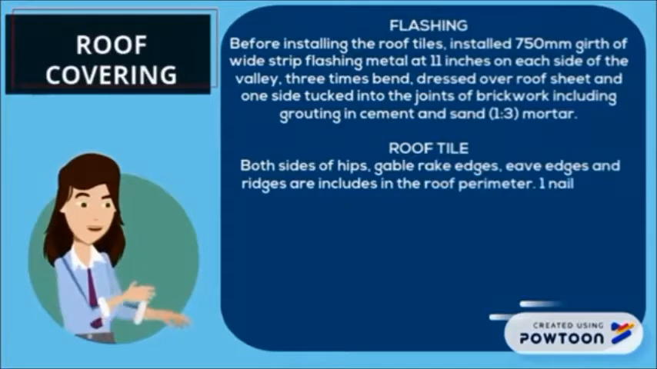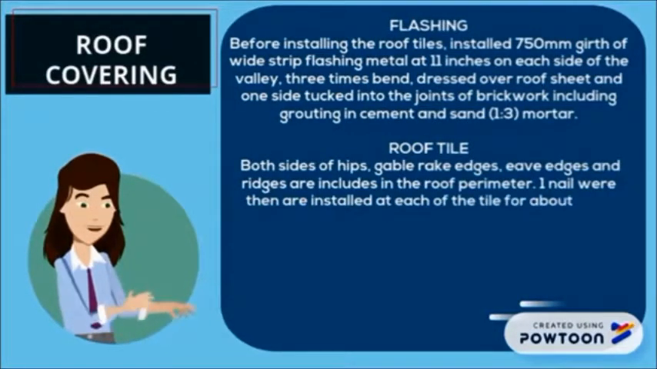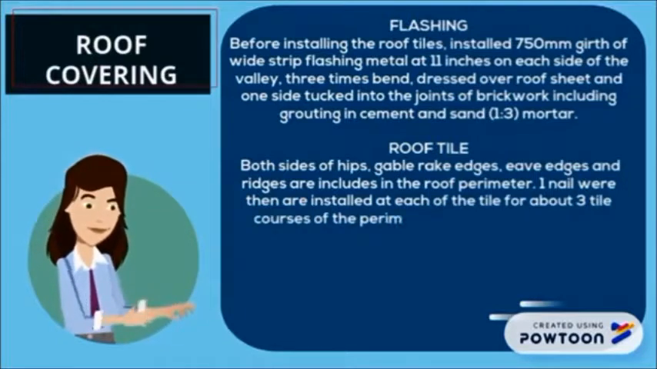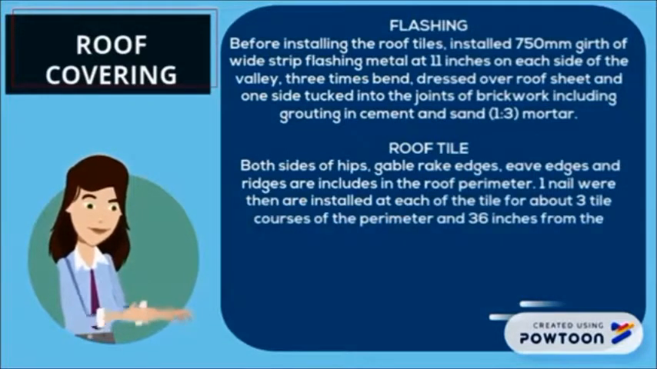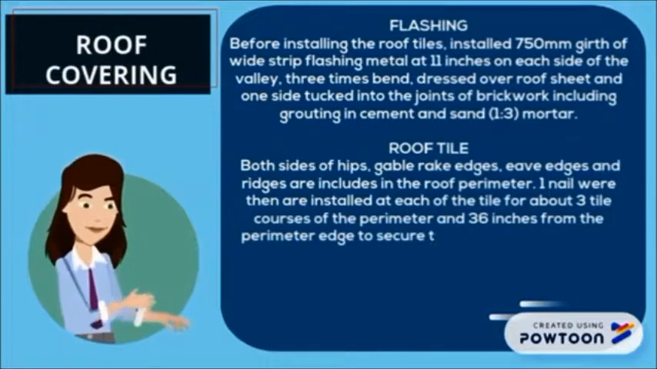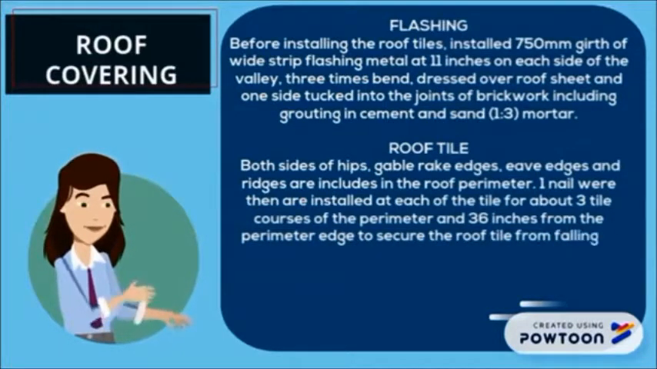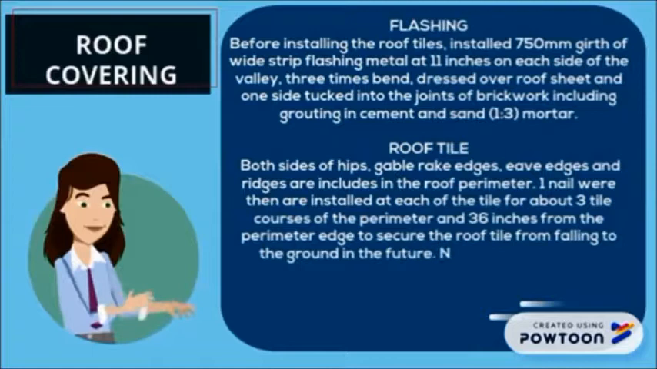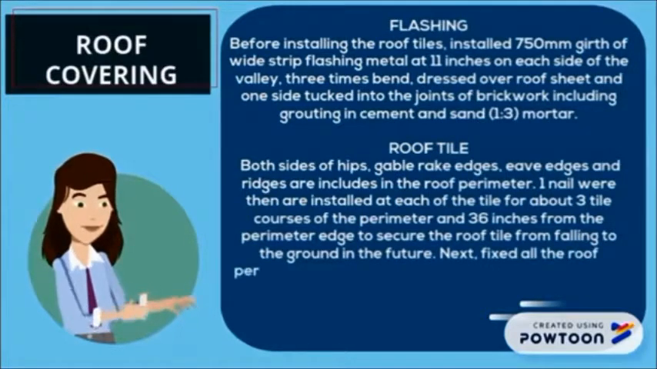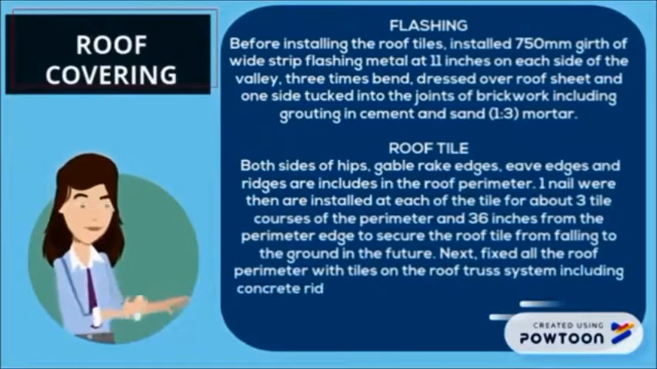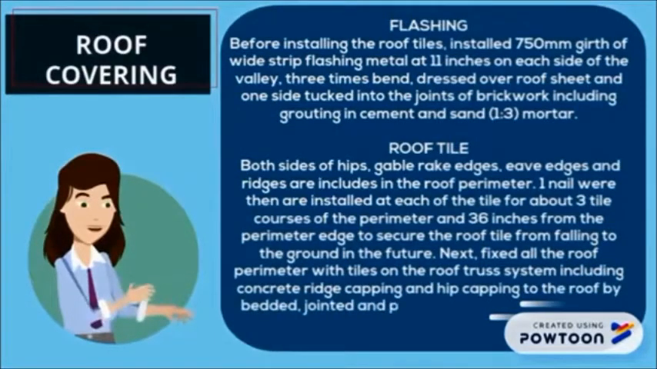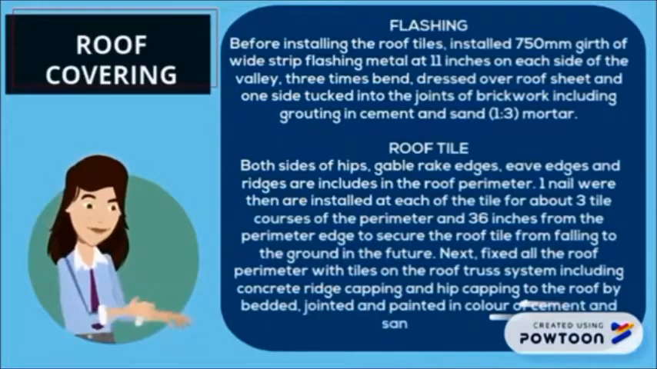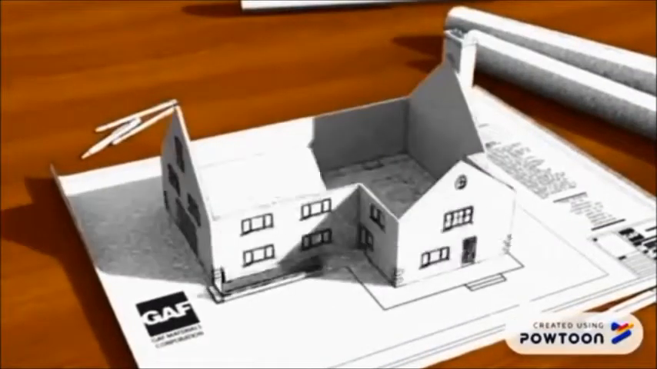in the roof perimeter. One nail is installed at each tile for about 3 tile courses of the perimeter and 36 inches from the perimeter edge to secure the roof tile from falling to the ground in the future. Next, fix all the roof perimeter with tiles on the roof truss system, including concrete ridge capping and hip capping to the roof, bedded, jointed, and painted in color of cement and sand mortar. Let's watch the video.